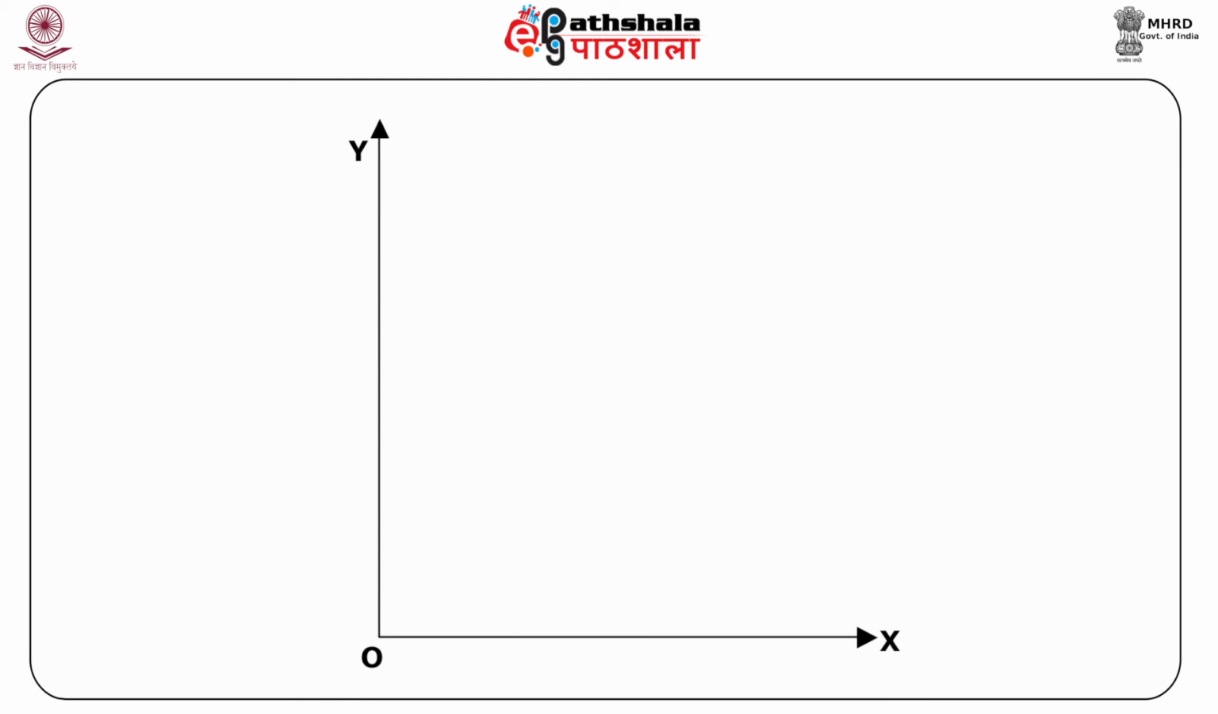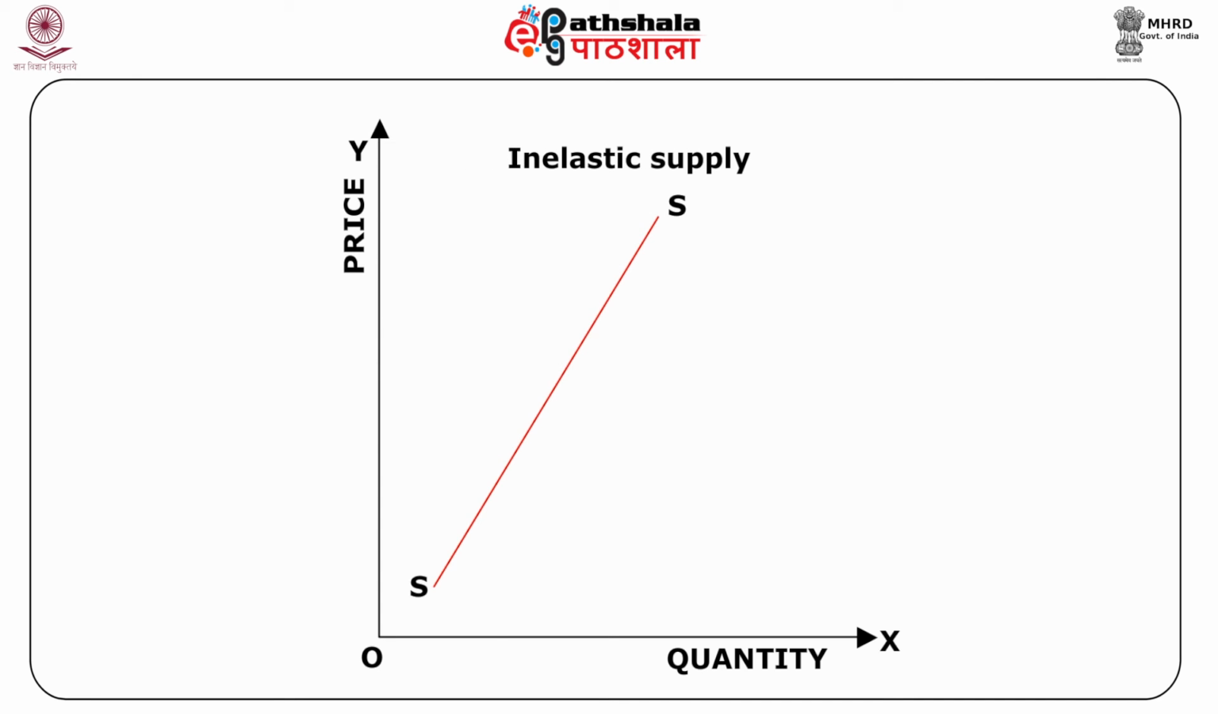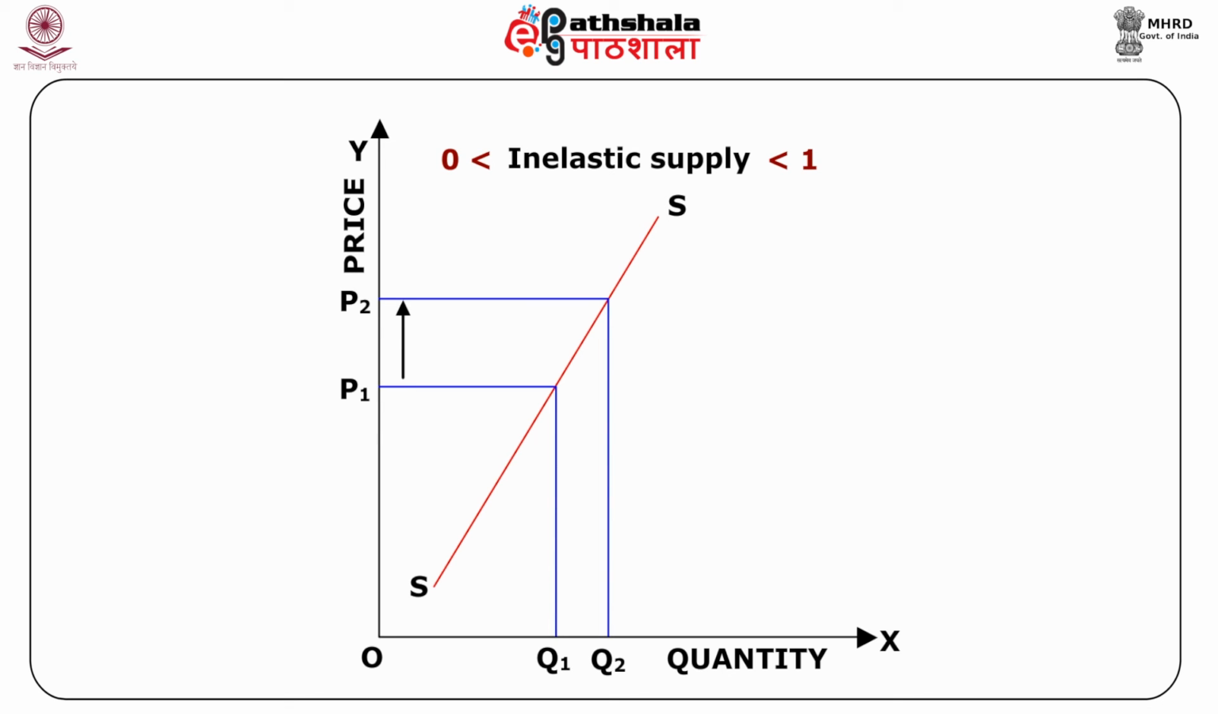Inelastic supply. When the quantity supplied is relatively unresponsive to the price changes, it is a situation of inelastic supply. The elasticity is greater than 0 but less than 1. In this case, the supply curve is steeply sloped. The figure shows that a considerable increase in price will not lead the producers to supply a large increase in quantity. This generally is the case with extractive industries like mines and minerals. Their supply cannot be increased.